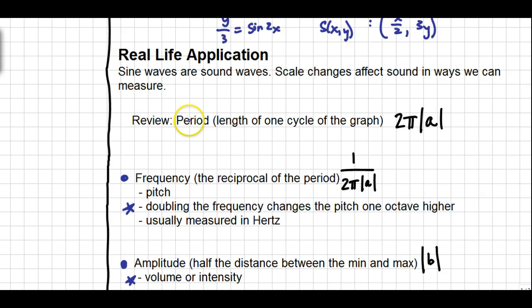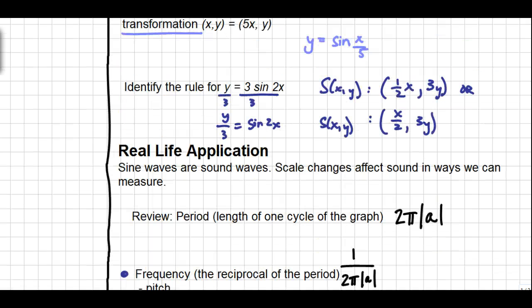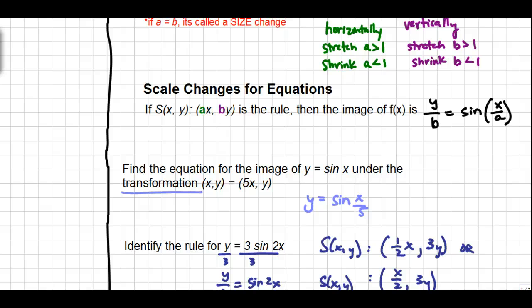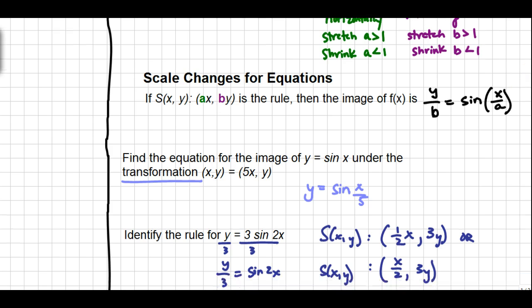We need to do a quick review on the period. Remember that the period is the length of one cycle of the graph. And so typically, if we're looking with just cosine or sine, the period is usually 2 pi. So if we take the a value from the rule, so let's go back here, if we're working with an a value from the rule, that's going to lengthen or shorten what the period is going to be.